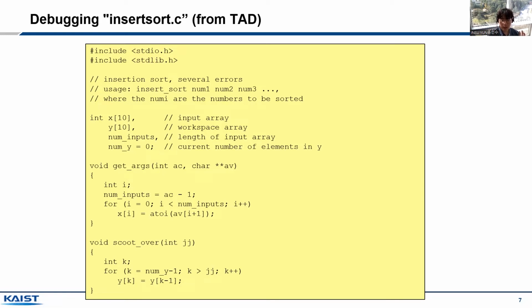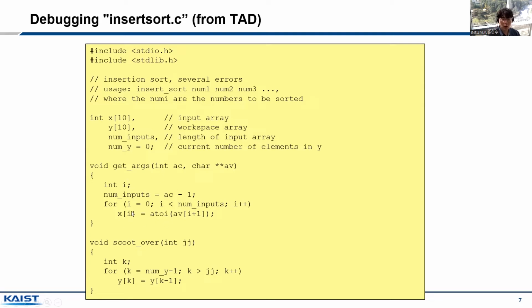And num_inputs represents the length of the input array, how many inputs are given to this program. It represents that number. And num_y is the current number of elements in Y. So we repeat until num_y becomes num_inputs.